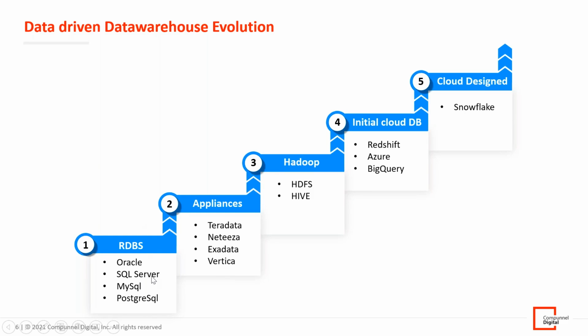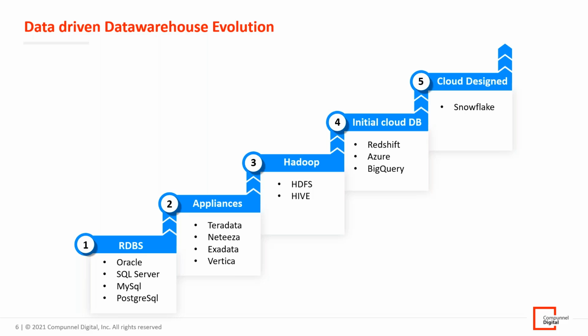For example, RDBMS. These traditional data warehouses were built from the early 90s till the year 2000. Oracle is one of the very popular systems to do that. Along with that, SQL Server, MySQL, and PostgreSQL were also widely used to develop data warehousing in those days till 2000. Even today most of the companies are using them, but there are a lot of challenges and drawbacks with that.